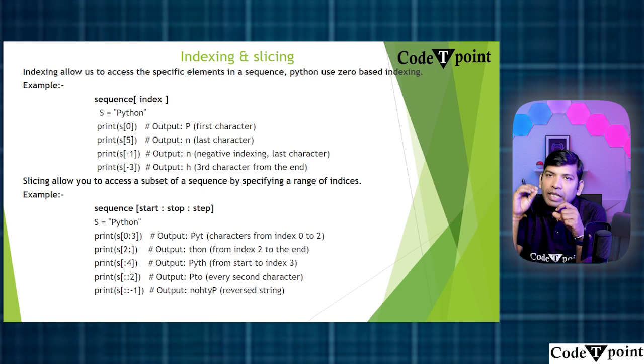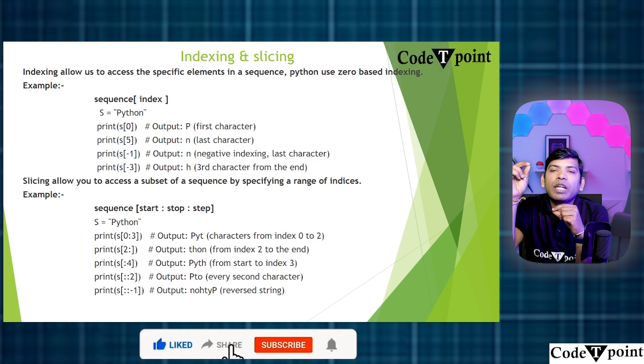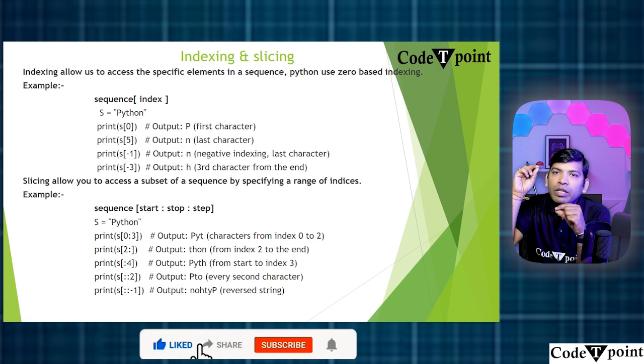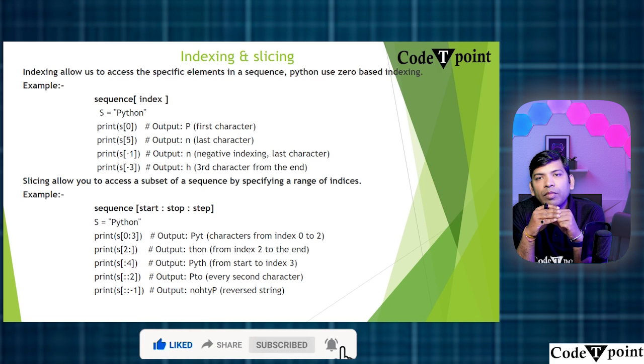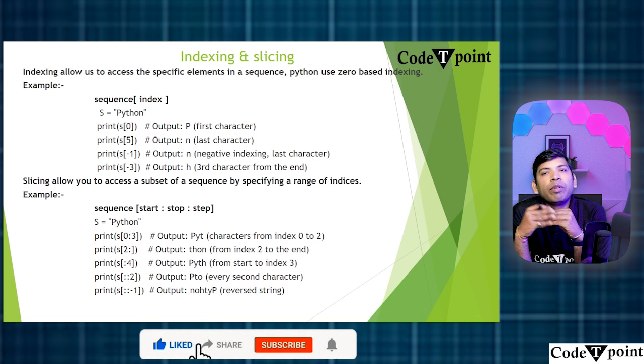In Python, the indexing starts with 0. So the first element of the sequence data type is sitting at the 0 indexing position. The second element of the sequence data type is standing at the first indexing position, and so on. We will see through an example and then we will have clarity on it.